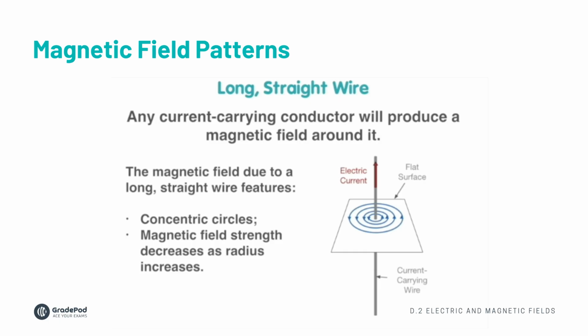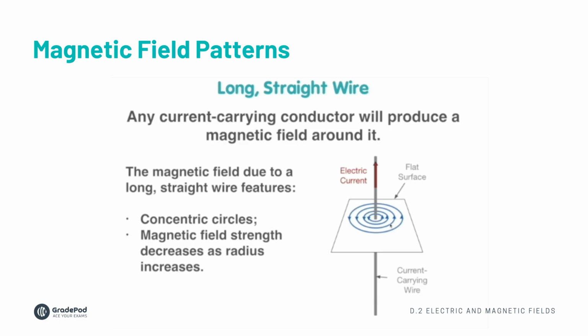It's not only magnetic materials that can produce a magnetic field. A magnetic field can be produced by a long, straight wire. And in this situation here, the long straight wire is shown as this grey wire pointing upwards. Any wire that has a current flowing through it will produce a magnetic field around it.